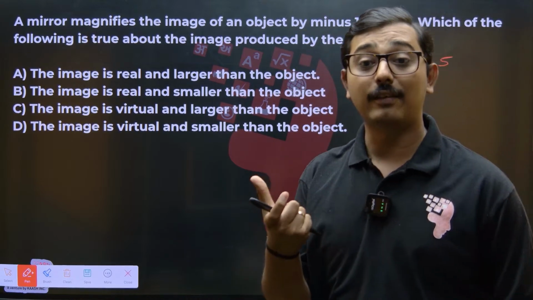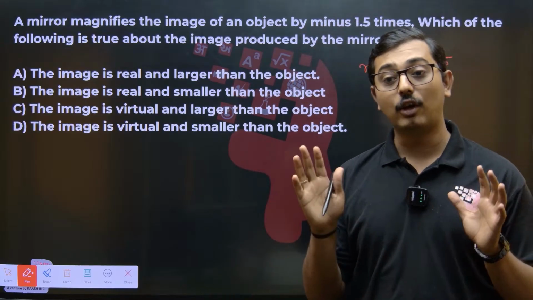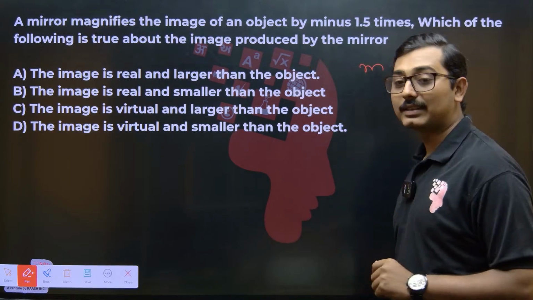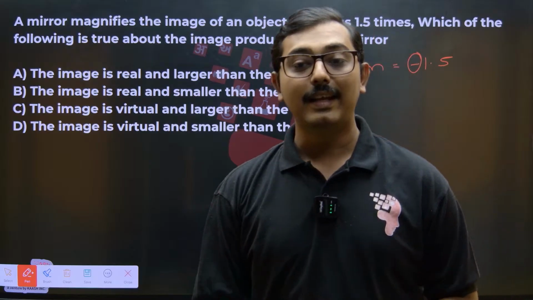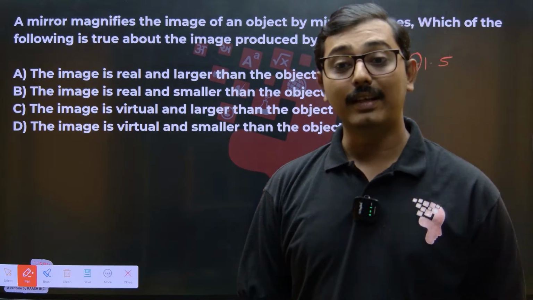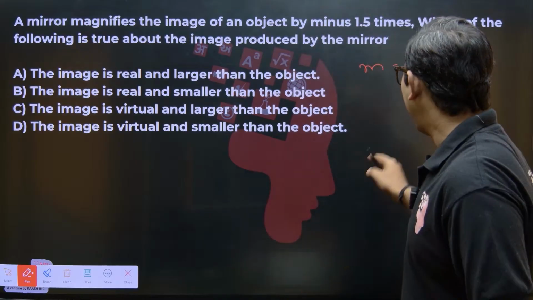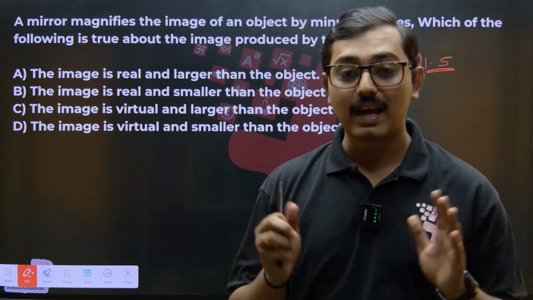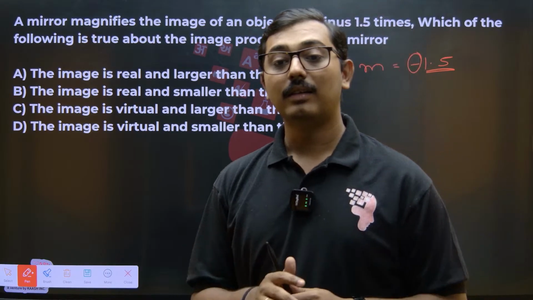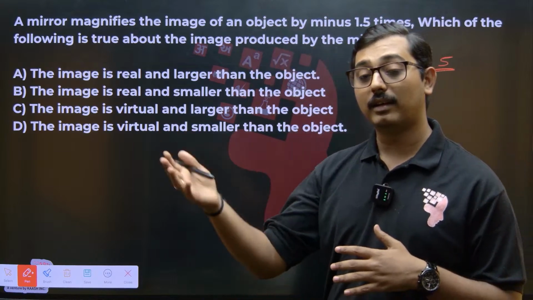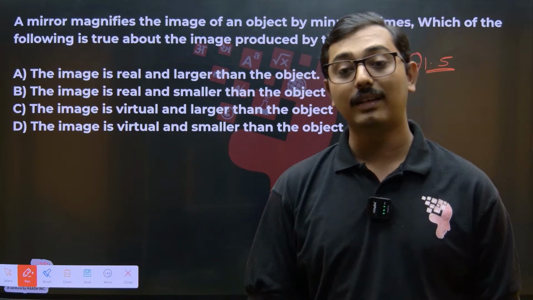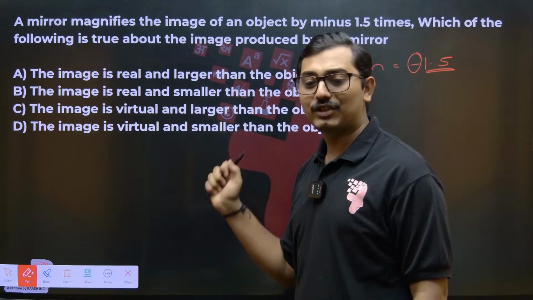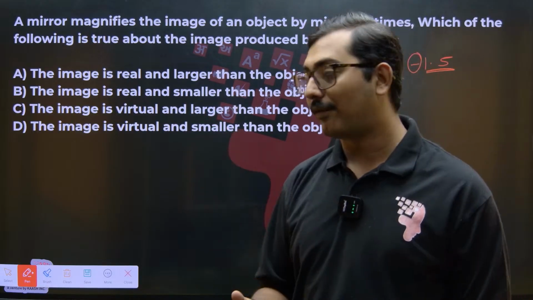The value of magnification with its sign provides us lots of information. First of all, this negative sign says that it is an inverted image. And 1.5, which is greater than 1, shows that the image formed is larger than the object. That is why it is magnified 1.5 times. So let us check which option is most appropriate for the given question.